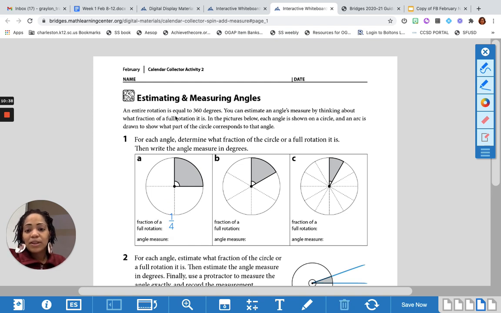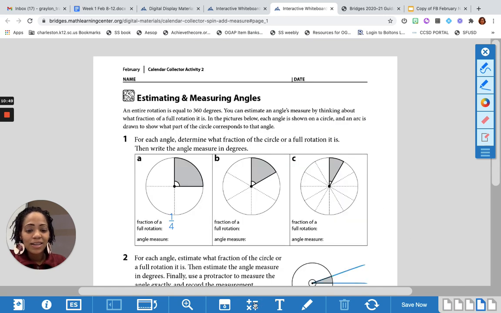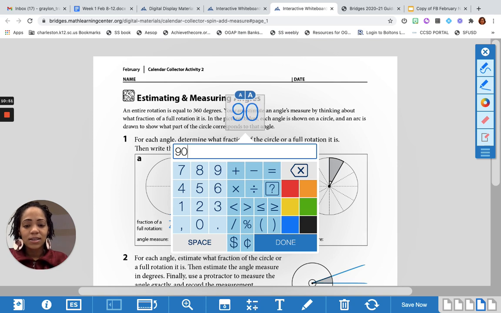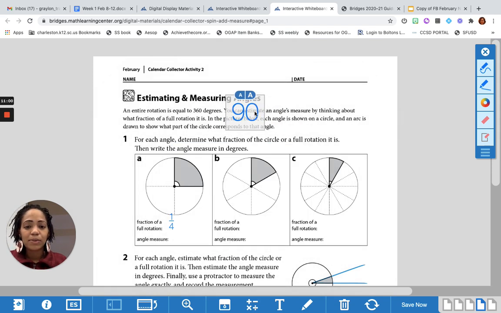And what do we know about 1/4? If I were to look back at my circle, here's 1/4. How many degrees is that? Yeah, it's 90 degrees. I'm going to write degrees out because I have not found, well, I guess I could make a little tiny degree symbol. So here's my 90 degrees. And that really matches closely with what we have talked about for our collector. How about for B? How many sections? 6 sections.